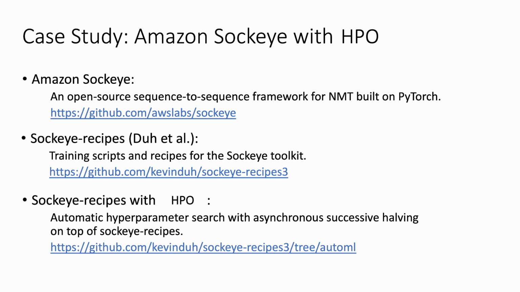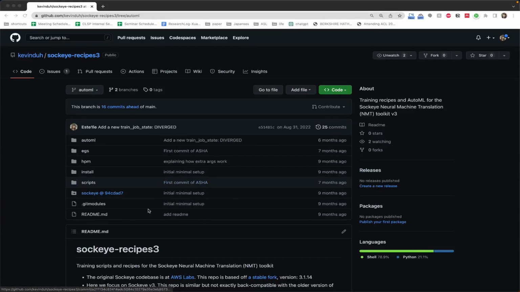Our HPO toolkit is created on top of Amazon Sockeye. Amazon Sockeye is an open-source sequence-to-sequence framework for NMT built on PyTorch. Kevin developed Sockeye recipes, which consist of training scripts and recipes specifically designed for the Sockeye toolkit. You can find the Sockeye recipes with HPO support on GitHub. To be specific, we implemented an automatic hyperparameter search using asynchronous successive halving on top of Sockeye recipes. In this video, I will show you how to use our hyperparameter optimization toolkit with a toy example.